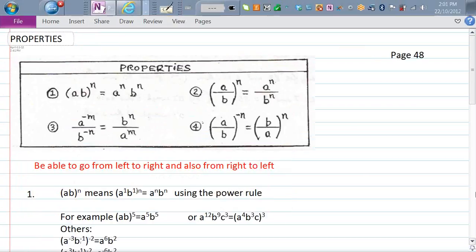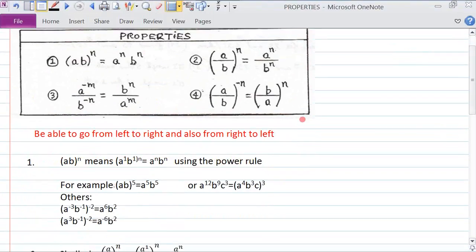So finally, let's take a look at some properties, and we're going to do lots of examples of these. What we're going to do is move each one of these properties from one side to the other, from left to right or from right to left. In other words, you should be able to recognize that ab to the nth power is a to the n, b to the n. Or if I give you a to the n, b to the n, you should be able to write this. So we'll go into each one of these individually.